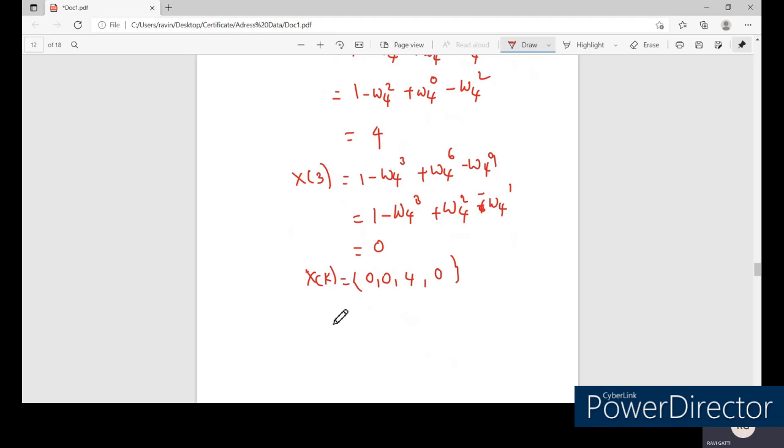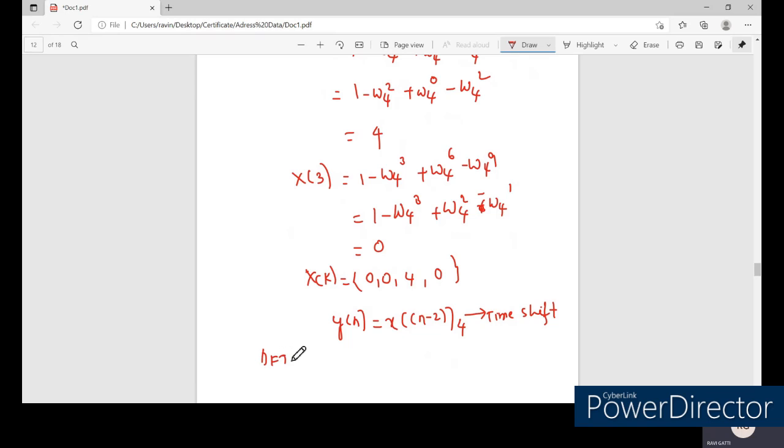You need to find the DFT of the given signal, that is y of n, which is equal to x of n minus 2 mod 4. You need to find the DFT of this. They said you need to use the time shift property. So let us try to apply DFT on both the sides.